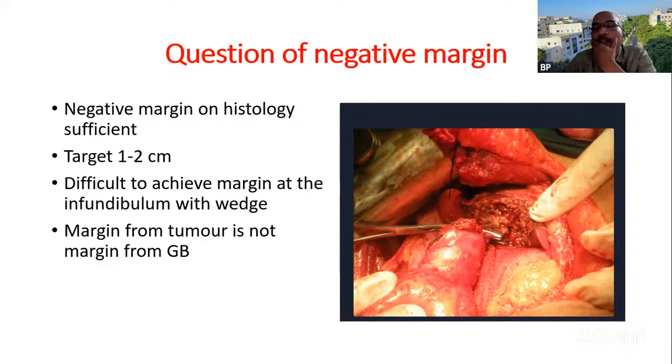So when we talk about wedge resection, we sometimes mix these two things. Wedge resection is 2 centimeters from the GB wall, and this cannot be translated into 2 centimeters from the tumor margin.